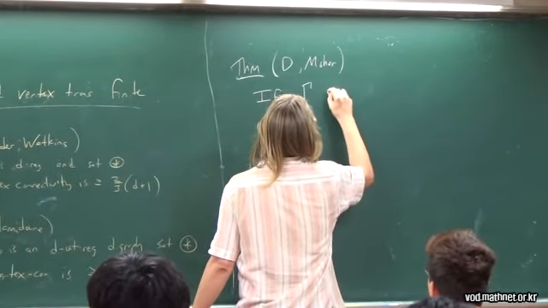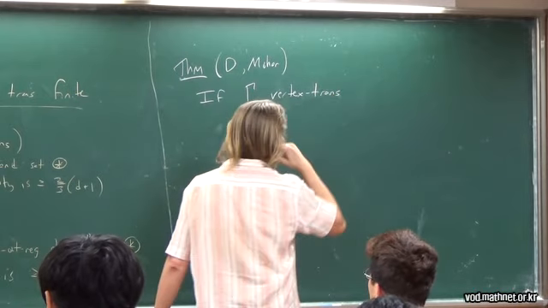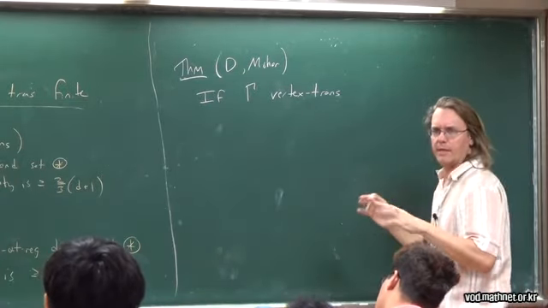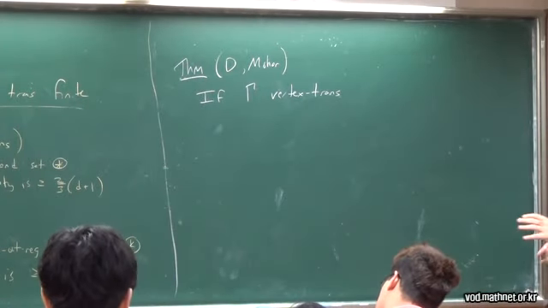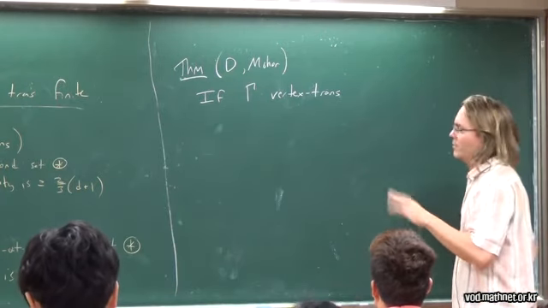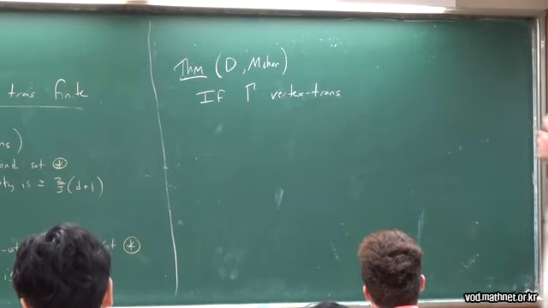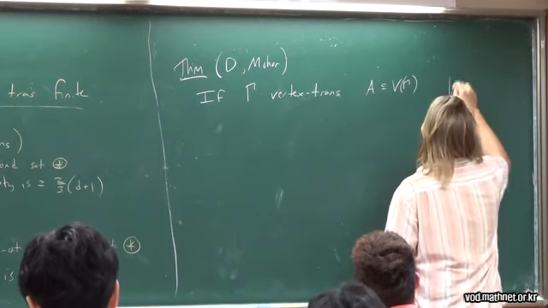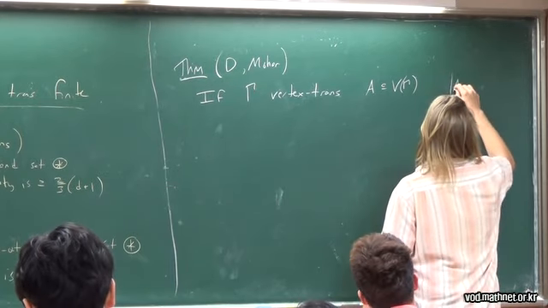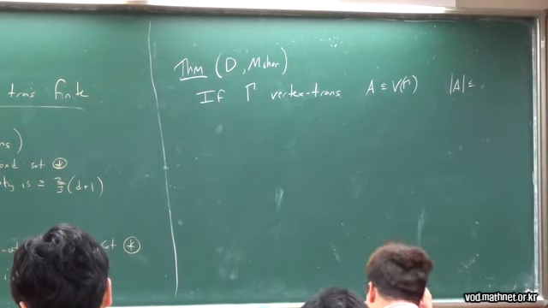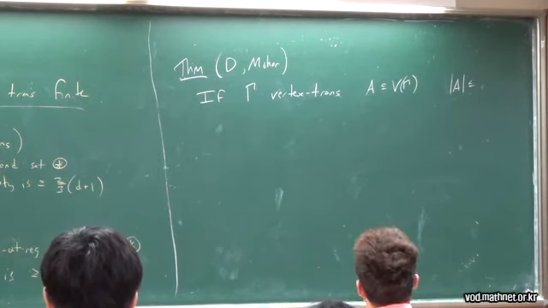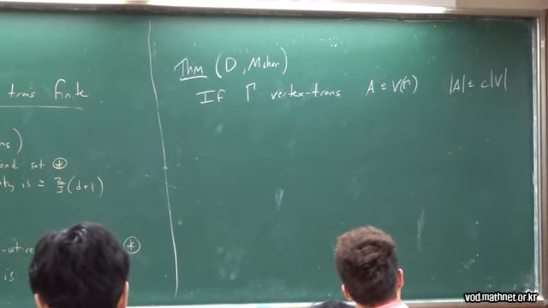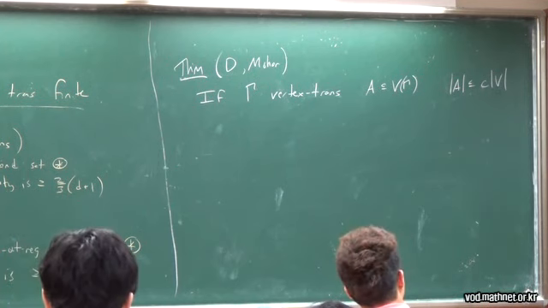Here gamma is vertex transitive. Actually, for this gamma could even be infinite, but the degrees of vertices should be finite. So the graph would be allowed to be infinite as long as the vertex degrees are finite. Here A is going to be a subset of vertices of gamma, and the size of A has got to be not too large. So this is at most some constant times the size of the whole vertex set. Let me assume the graph is actually finite.